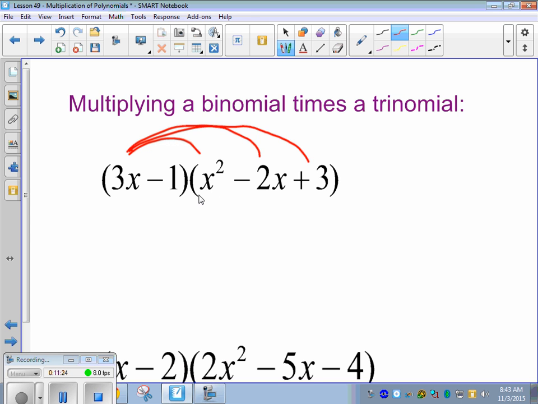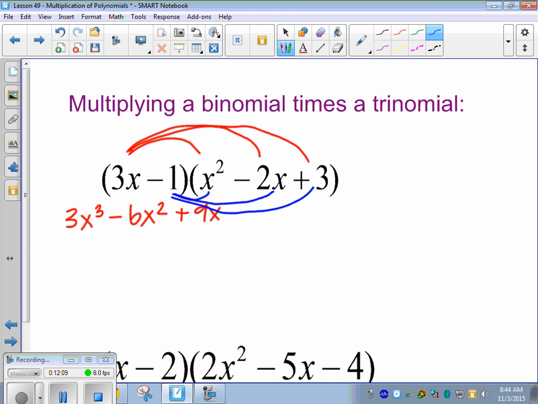So 3x times x squared gives me what, Dylan? 3x cubed, great, thanks. And Riley, 3x times negative 2x gives me what? Negative 6x squared. And Leah, 3x times 3 gives me what? Plus 9x. Perfect. We have that first set of distributing taken care of. 3x times everything over here. Now I need to do negative 1 times everything in the parentheses. So we can do a separate set of arrows down here. Negative 1 times everything over here.